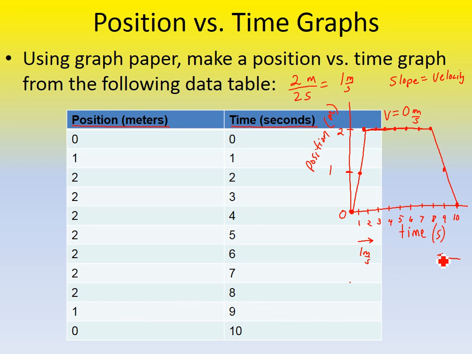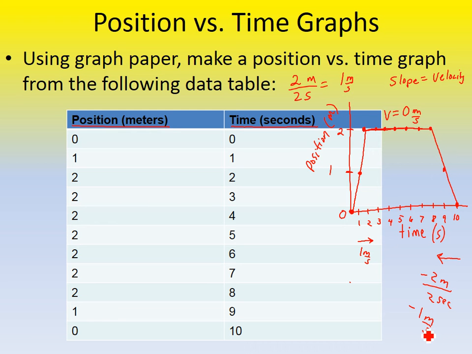How do you know it's going to the left? Because it's a negative slope, and the slope tells us velocity, so it's got to have a negative velocity. What if I asked you to calculate its velocity right there? How would you do it? Well, rise over run. In this case, it didn't rise, it fell. How much did it fall? Minus 2 meters. How much did it run? 2 seconds. So what's my velocity? Minus 1 meter per second.